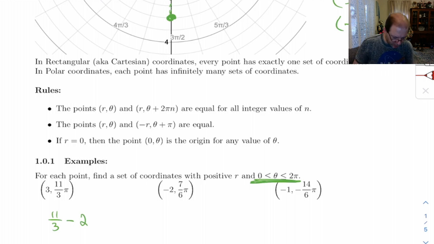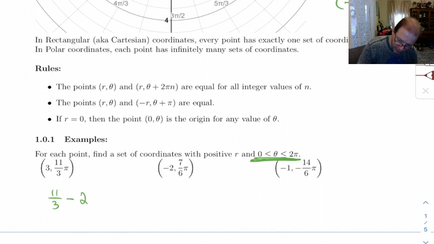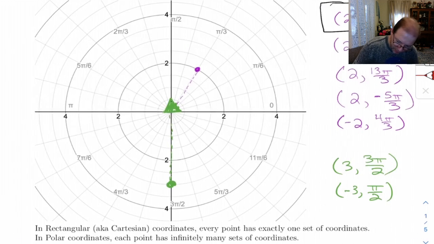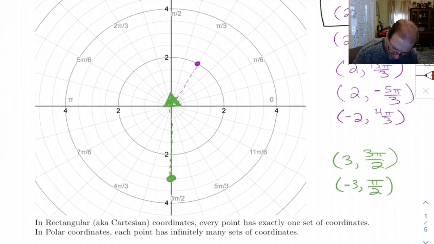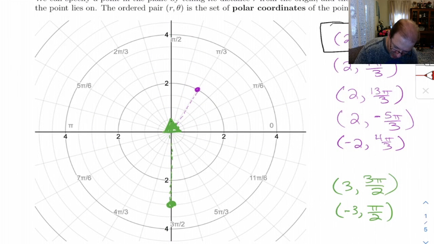So 11 over 3, let me just grab a fraction calculator. 11 over 3, subtract 2, I get 5 over 3. So this is going to be 5π over 3. And if we come up here, 11π over 3 would just be the same as 5π over 3. Coterminal with 5π over 3.